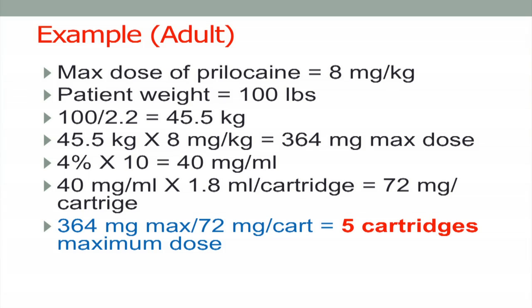Knowing that percent times 10 equals milligrams per milliliter, we know that a 4% local anesthetic concentration is equivalent to 40 milligrams per milliliter. Multiplying that times 1.8 milliliters per cartridge, we find that there is 72 milligrams in each cartridge. Finally, dividing the total maximum allowable dose of 364 milligrams by 72 milligrams per cartridge, you can see that 5 cartridges would be the maximum dose of 4% prilocaine in this particular patient. It is important to always adjust local anesthetic dosage for body weight.